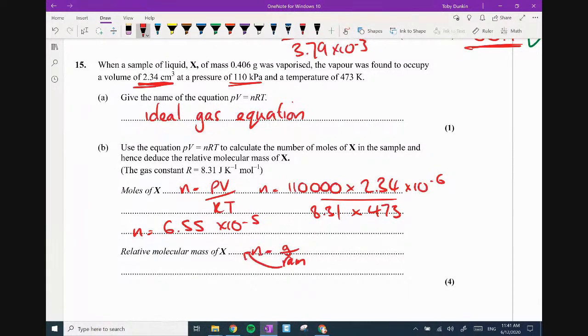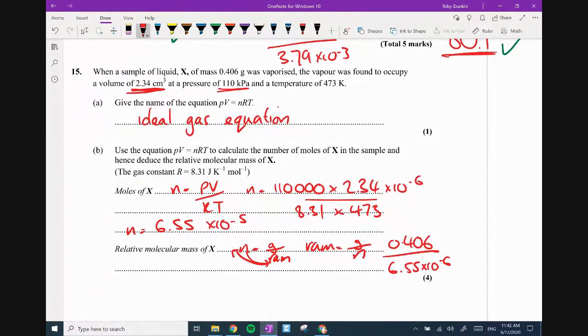Right, number of moles equals grams over rams. Reorganize, bring rams up, bring moles down. Rams equals grams over moles. Where's my grams? Got a tiny grams, 0.406 over moles of 6.55 times 10 to the minus 5. It's tiny moles. I feel like I made a mistake somewhere there. Yeah, so let's see what it does. 0.406 divided by answer. I've made a mistake somewhere.